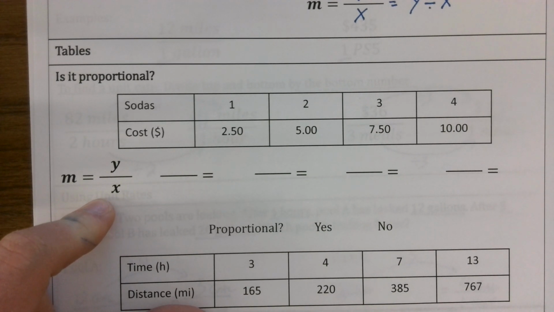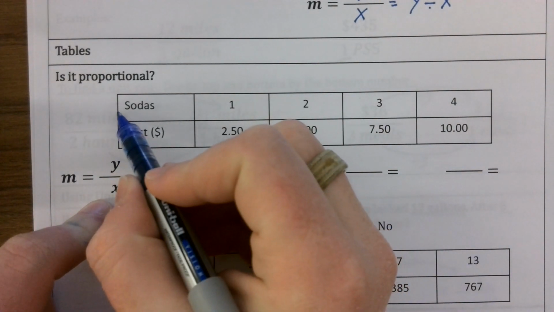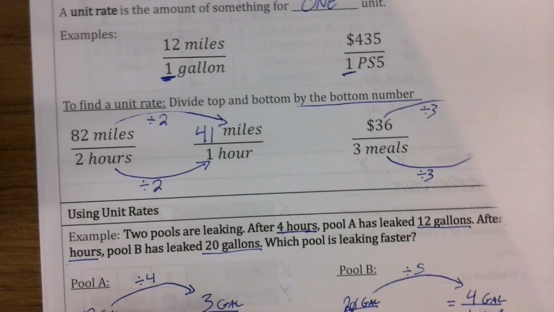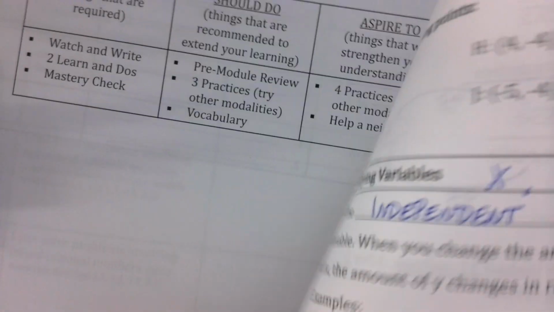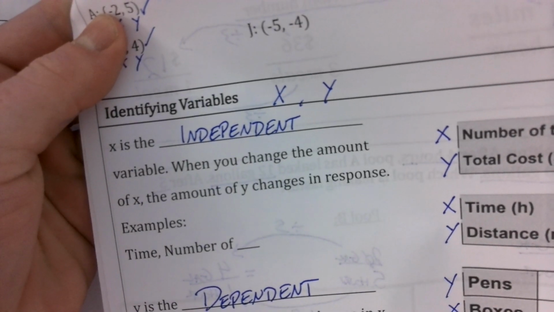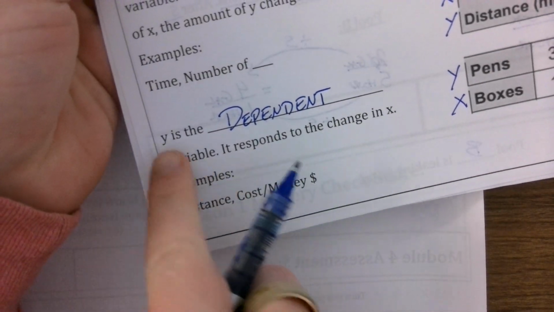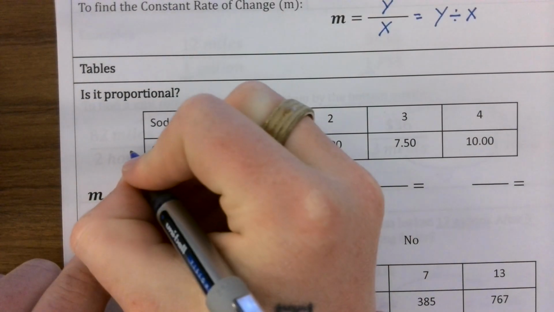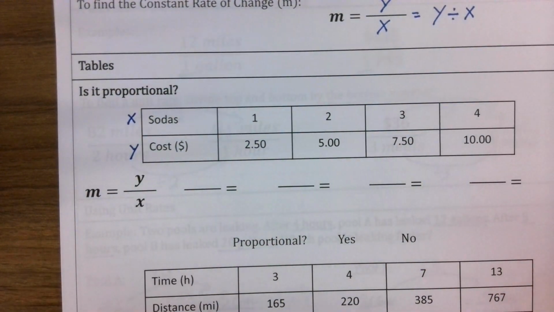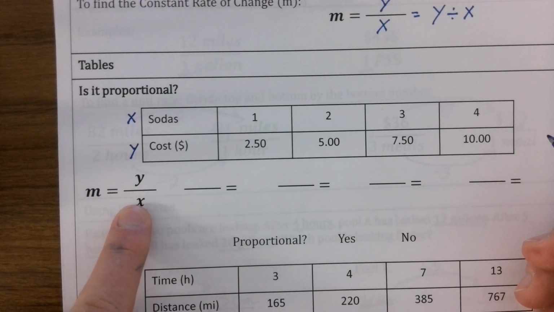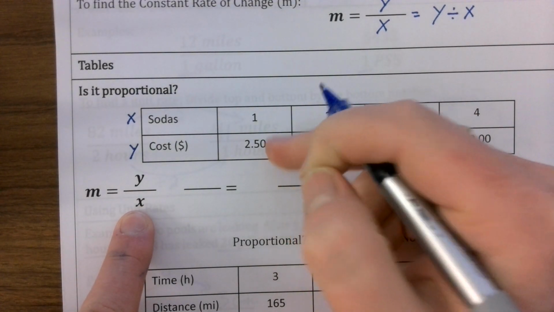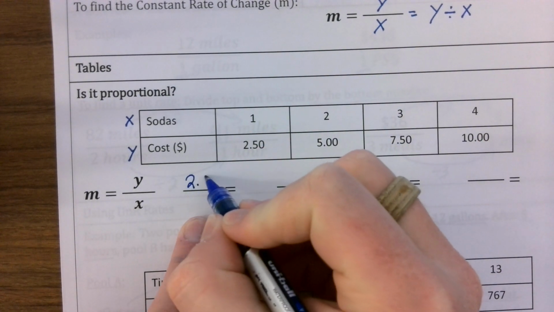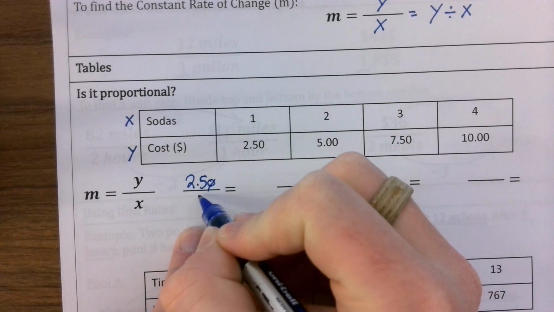First, we want to label our variables. Sodas is important, and I believe we talked about this in the pre-module review when we talked about how to identify variables. Cost is often the y variable. So here we have cost for our sodas, so that means that's going to be y, and sodas is going to be x. So if we're doing y divided by x, we're going to do the cost divided by the number of sodas. Here we have $2.50 divided by 1 for one soda.